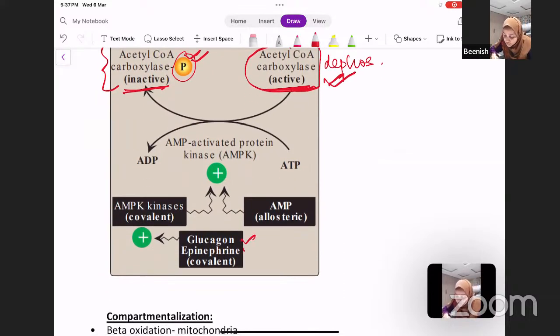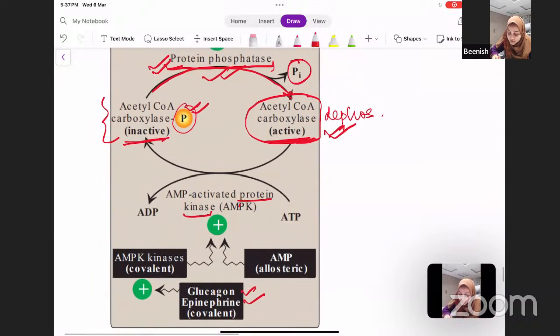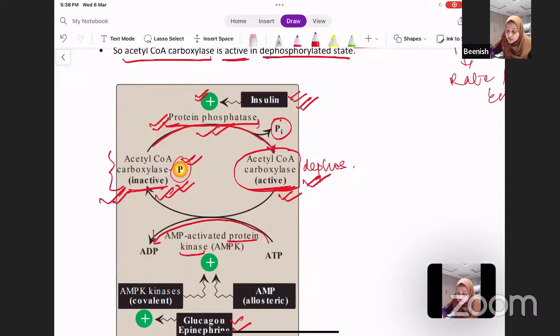And on the contrary, when glucagon or epinephrine is there, through that cascade of events that we have already studied, they activate kinases and cyclic AMP and everything, and that cycle goes on. Ultimately, in the end of the cascade, we had seen that they had activated protein kinases, which phosphorylate enzymes. Okay, so this dephosphorylated, active acetyl CoA carboxylase will be phosphorylated, you can see, by this kinase, and then it will become inactive. So that is how your glucagon is making acetyl CoA carboxylase inactive. And on the other hand, your insulin makes the acetyl CoA carboxylase active.